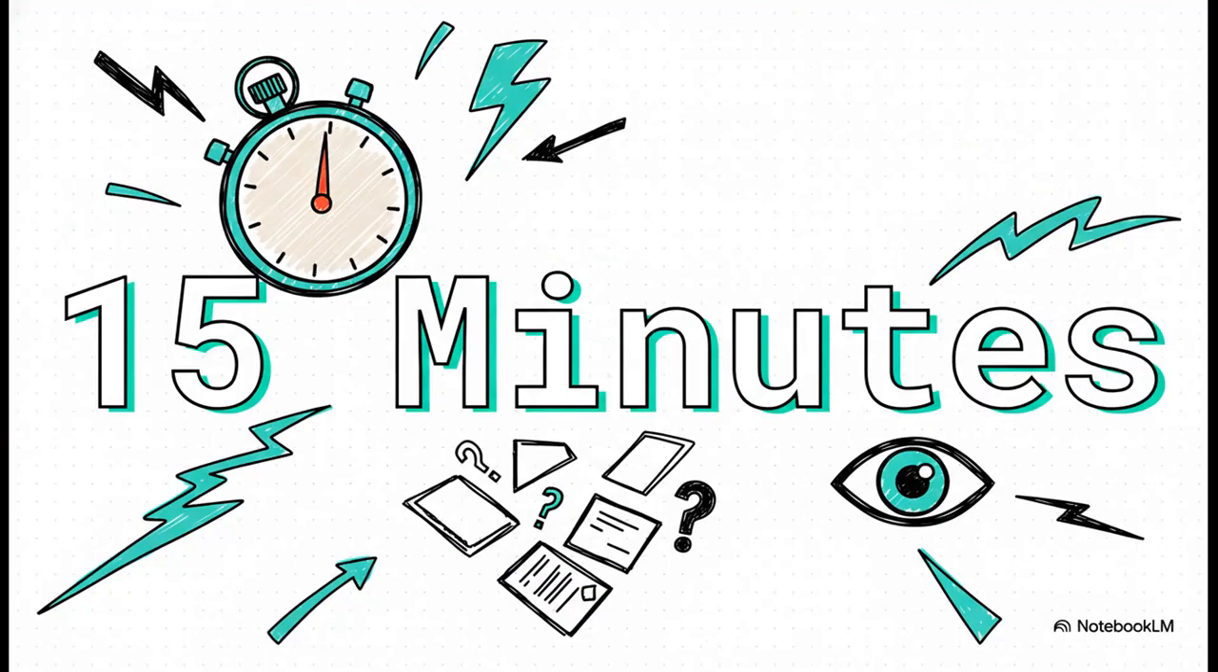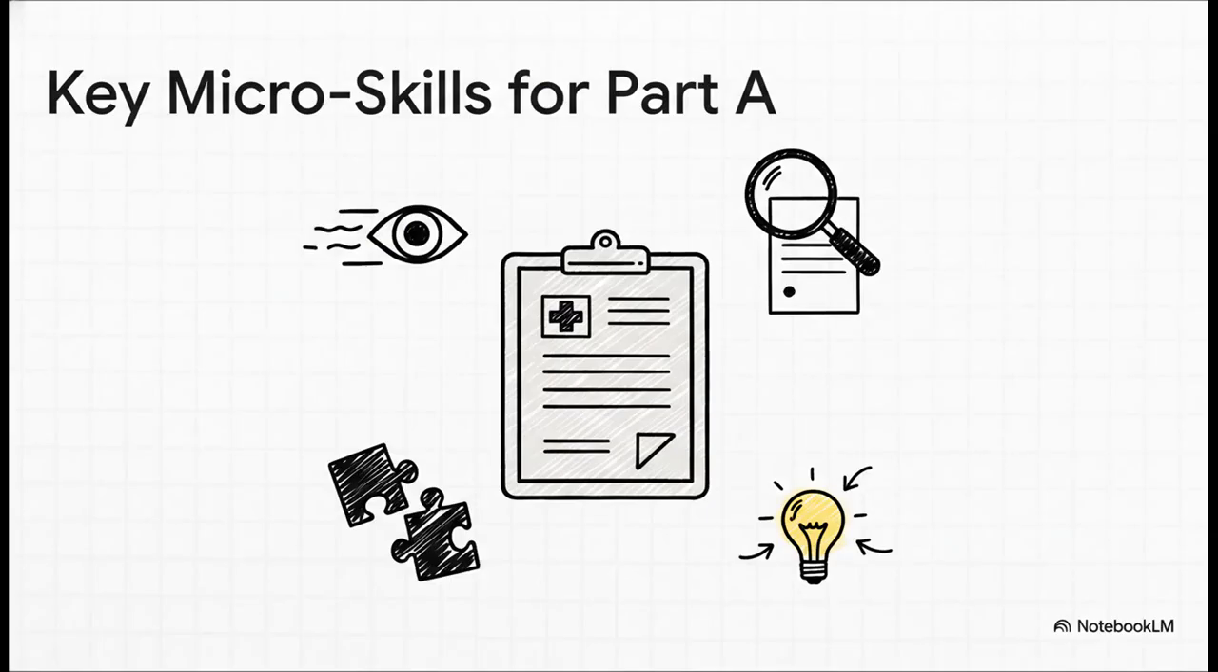And when I say fast, I really mean it. You've got just 15 minutes. In that time, you have to answer 20 questions based on 4 short texts. This part isn't just about reading, it's about being an efficient information detective under some serious time pressure. So, how do you do it?